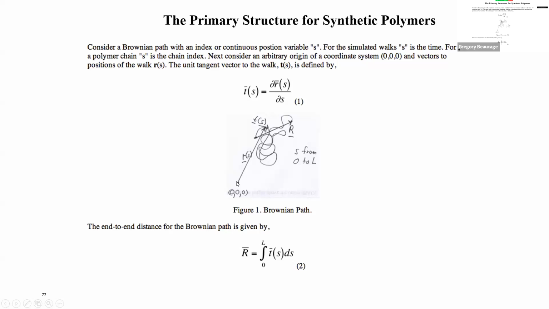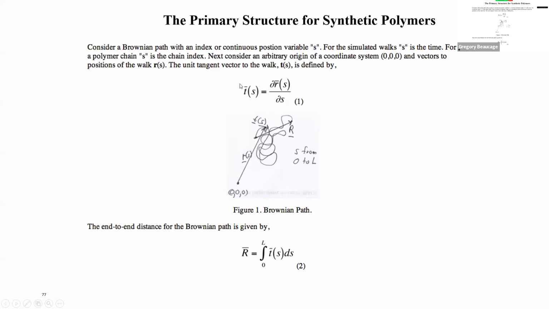You just take a coordinate system, go to a point, and you can get a tangent of this line that's going through space, like a 3D tangent. I drew it 2D, but it's a 3D chain, right? And the tangent is the derivative of r within that coordinate system, the derivative along the chain contour length, right? S goes from 0 to L.